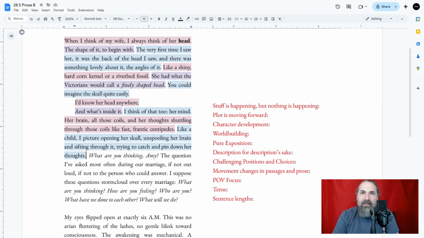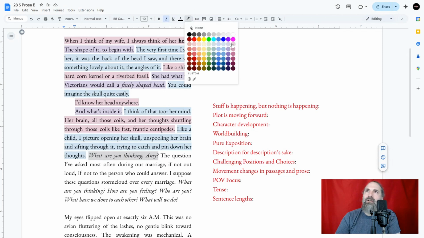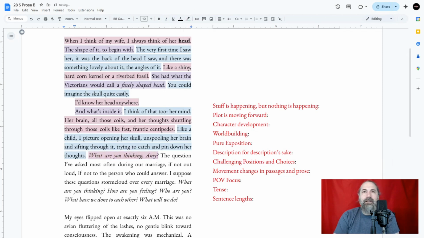All right. So this is character development. What are you thinking, Amy? So again, the sentences are short, then long, then really long, and then we go back to a rhythm of soft. What are you thinking, Amy? Now, this is direct internal thought because it is italicized.